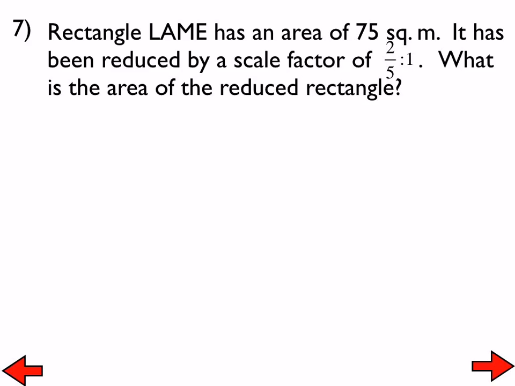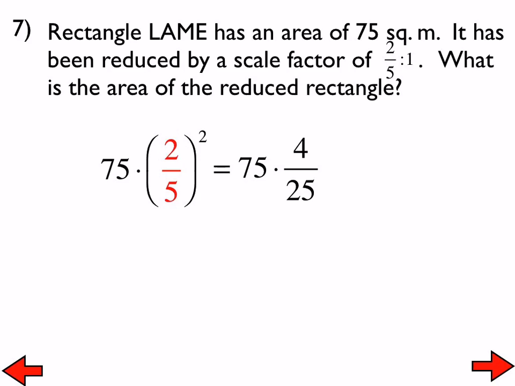It's going to be 12 square meters, because 75 times 2/5 squared gives us 75 times 4/25. If you want to do a little bit of cross-reducing right here, you of course can, and that would give us 12 square meters. All right, we are finished for today.